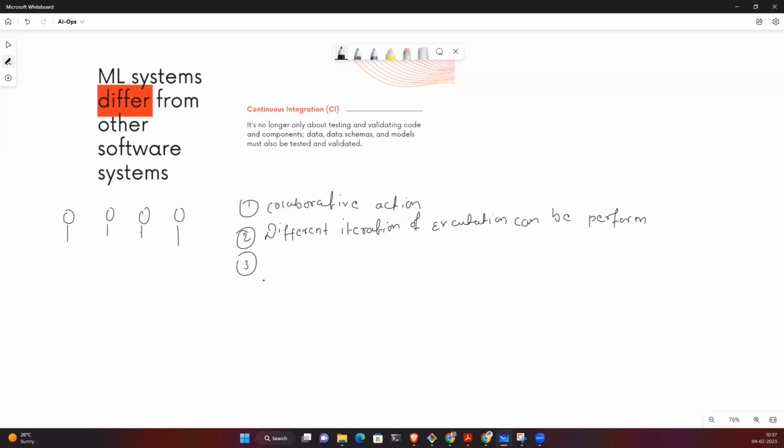So make your infrastructure ready for your teammates. Okay, that's the one thing.